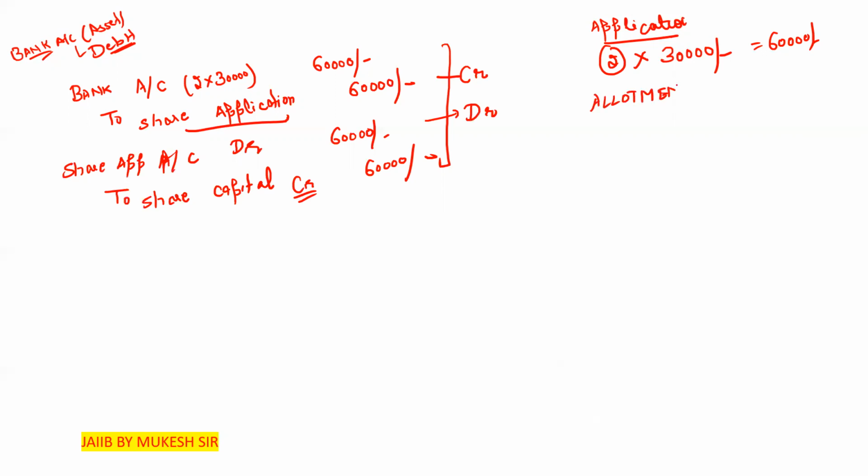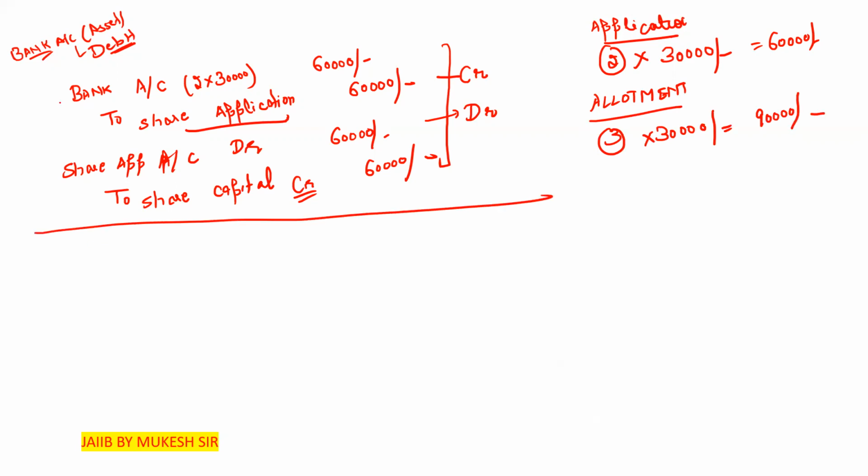At the time of the allotment, we know we have to give 3 rupees. Total shares 30,000. So how much amount does the firm receive? That is 90,000. Please remember how the transaction works. First we debit the bank account and credit the share application account. After that, we debit the share application account and credit the share capital account.